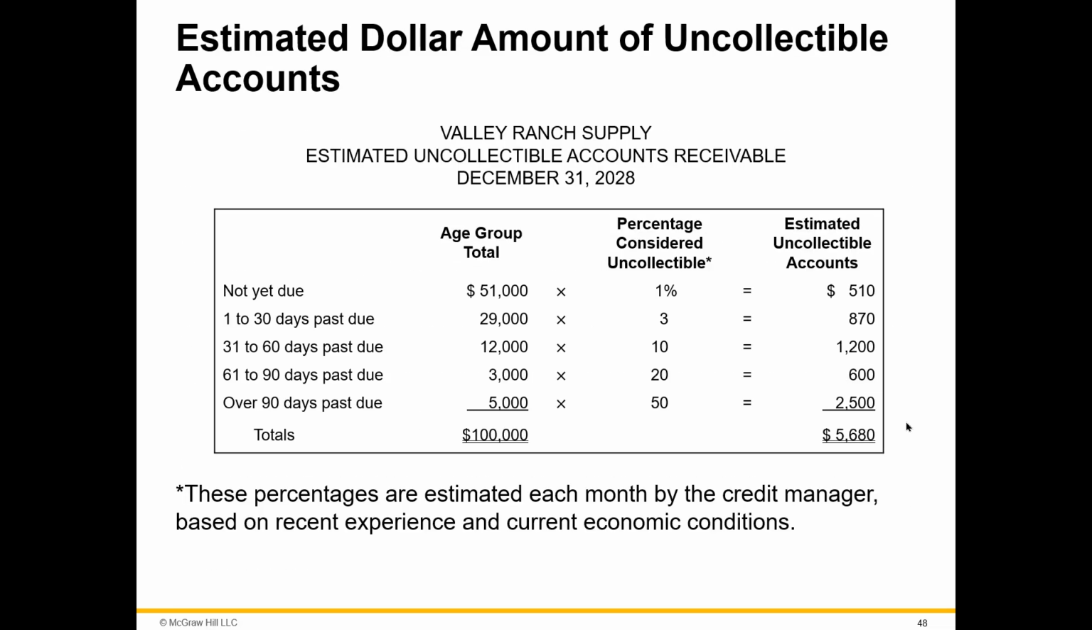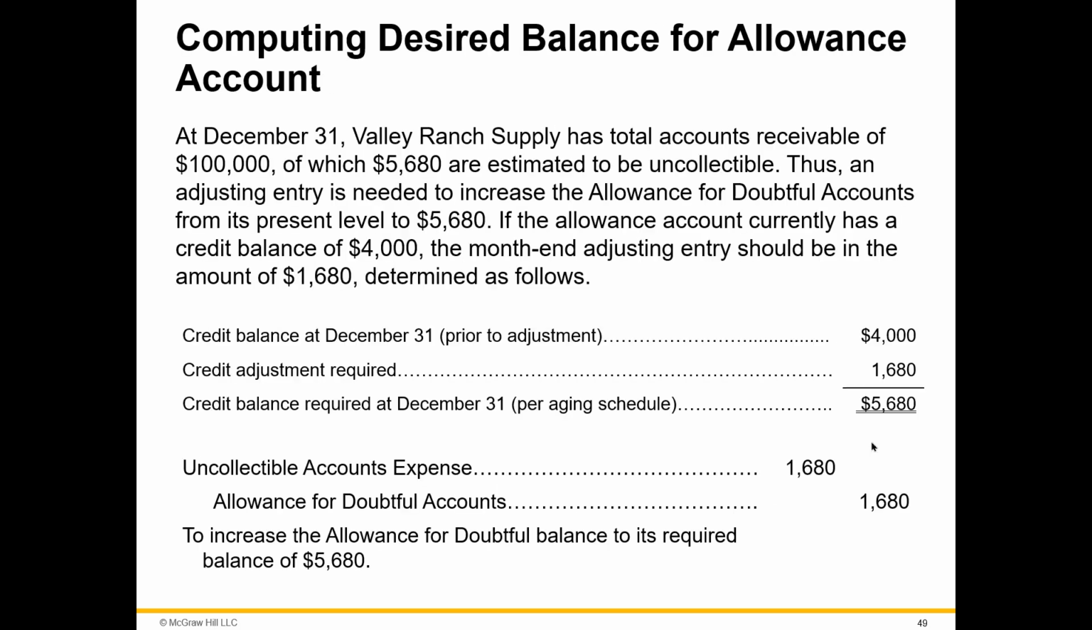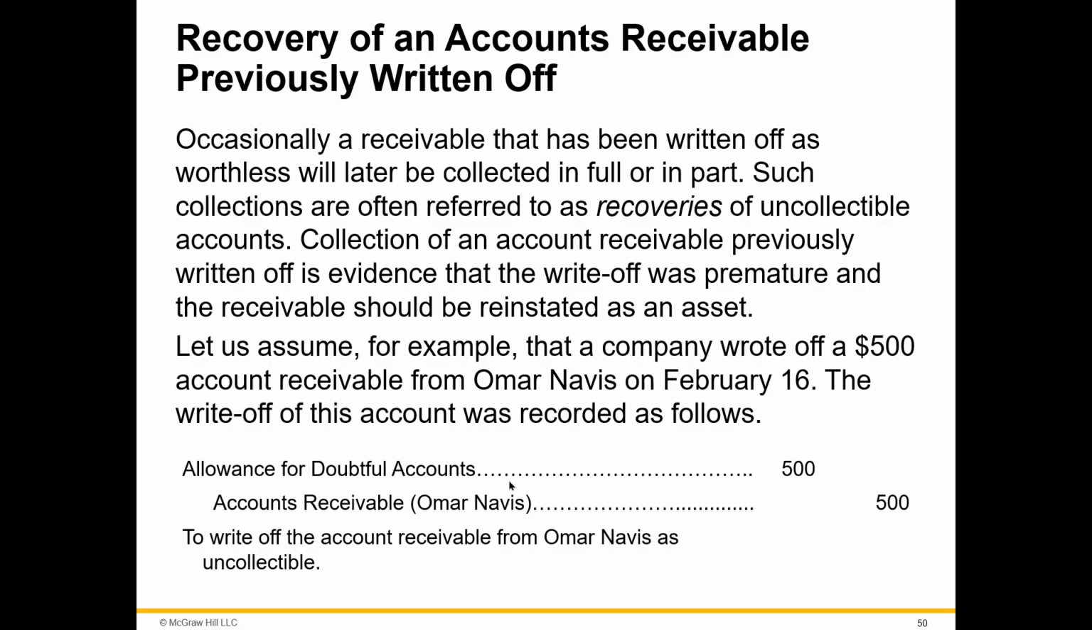And we want the balance to be 5680. That number comes right from the last screen right here, 5680. We see that there. But as of December 31st, the balance was 4,000 and we want it to be 5680. So that allowance needs to be increased by 1680. And so to do so, we're going to debit this uncollectible accounts expense and credit the allowance to get up to the balance of 5680. So we can see what that looks like.